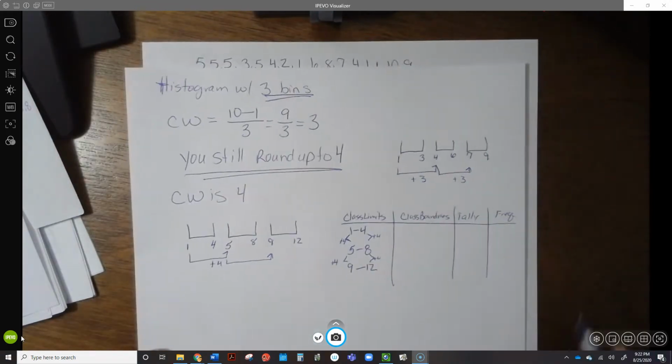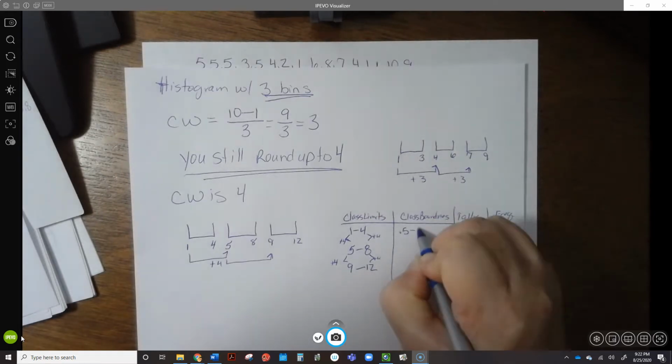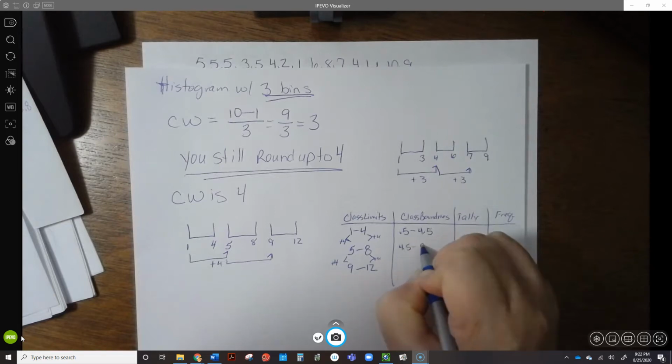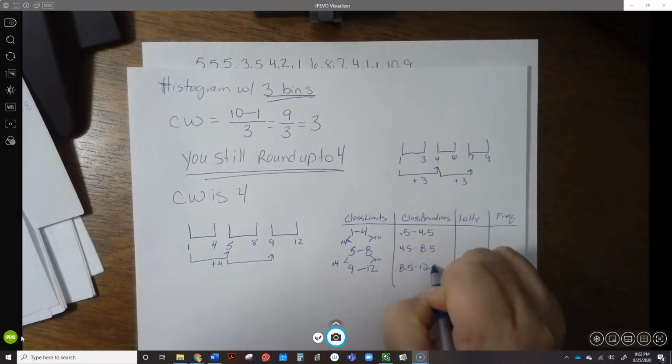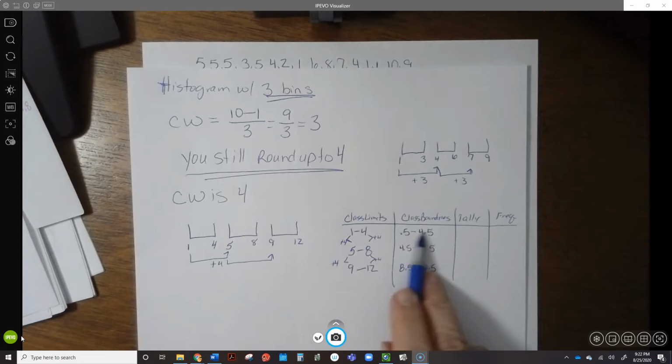All right, class boundaries go a half way, so that'll be 0.5 to 4.5. This will be 4.5 to 8.5. This is 8.5 to 12.5. Now, you have to do this by hand. You're going to see in just a second when I go to the next video and show you on StatCrunch, that StatCrunch doesn't really do this. They do it, but they kind of cheat a little bit.